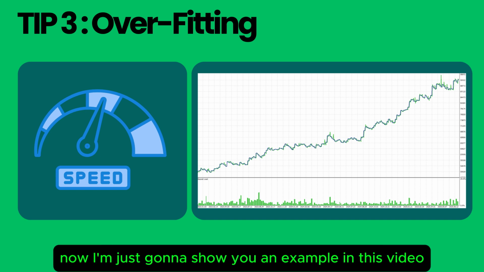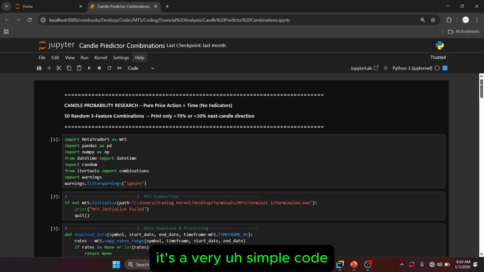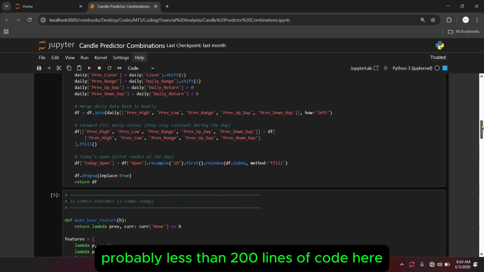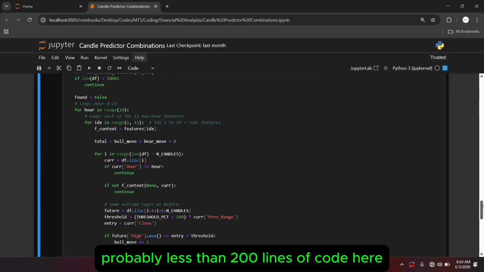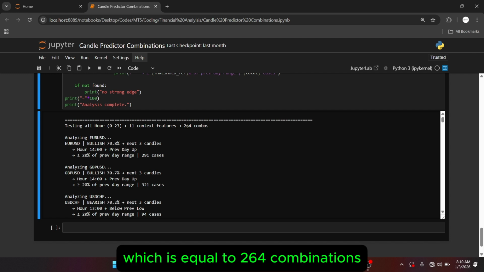I'm just going to show you an example in this video. So this is a simple code. I'm just going to show you guys here. It's a very simple code, probably less than 200 lines of code here. So we tested all R's 0 to 23 plus 11 context features, which is equal to 264 combinations.